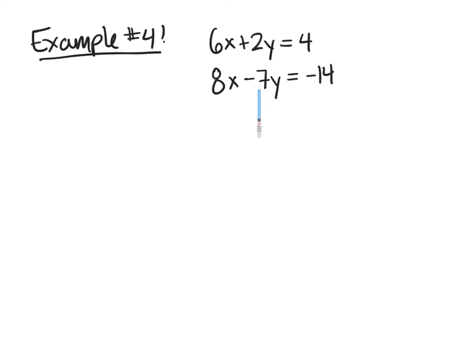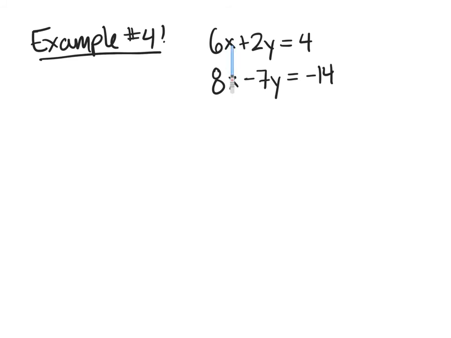Let me look at the y's. Is there anything you can multiply by 2 to turn it into a 7? I don't think so. What about, is there anything you can multiply by a 7 to turn it into a 2? No. Okay, so here is where we are. We are going to have to multiply both equations by something in order to get them to eliminate one of the variables.